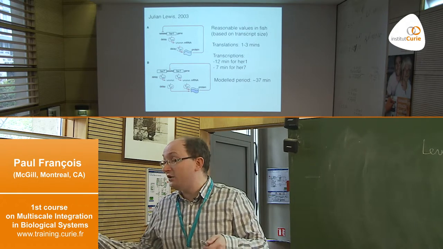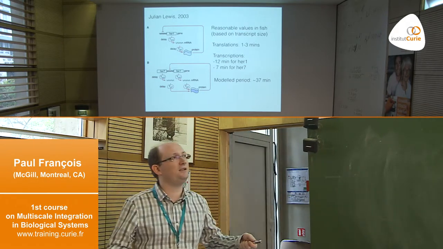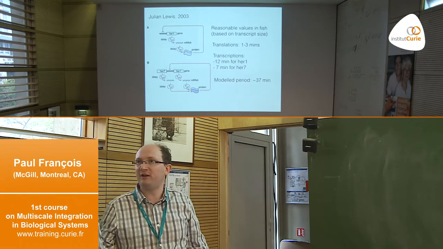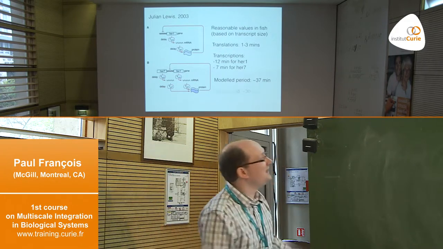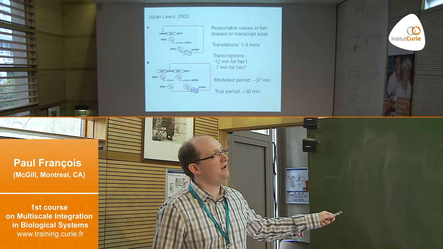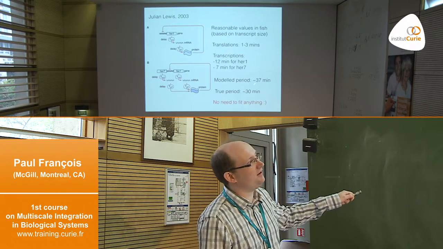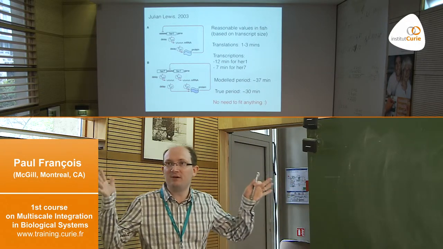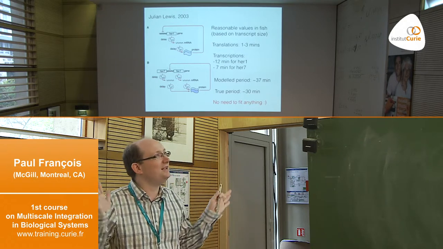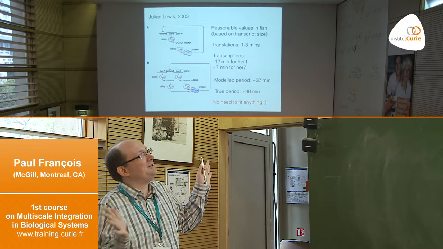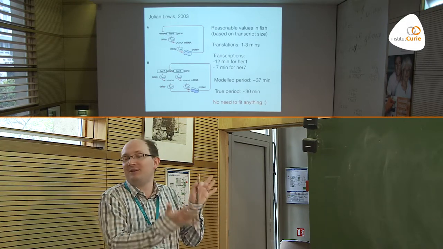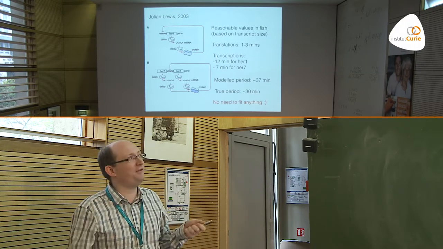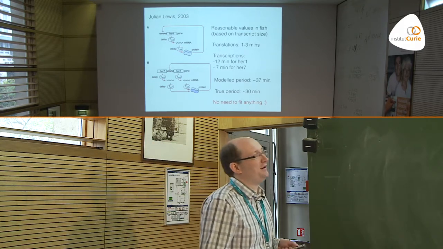When you make the model, if you include the lifetime of the proteins and everything with these delays, you have more like a period of 37 minutes for the zebrafish oscillation. What you observe is that you have a true period which is more like 30 minutes. But still, it's quite impressive because you get a value which is really close to the true period without the need to fit anything. It just comes from the transcription and translation delays. Maybe it does not convince you, but at least I find it quite impressive that when you account for the delay, and if you assume there is a negative feedback loop, you get a kind of realistic period of oscillation.